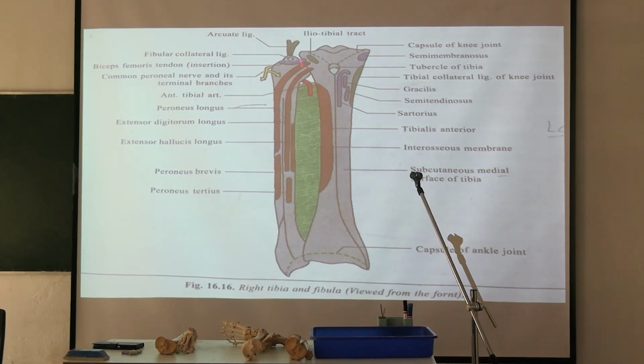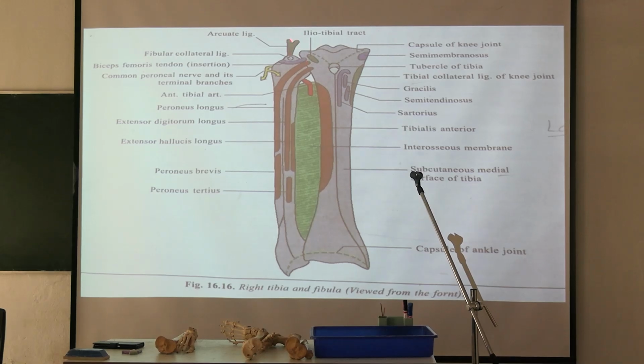And here, over the head, this is the styloid process. The tip of the styloid process gives attachment to the fibular collateral ligament, and this is the C-shaped insertion of the biceps femoris. This is important, biceps femoris is an important muscle. And at the lower end there is attachment of the capsular ligament of the ankle joint. Understood?